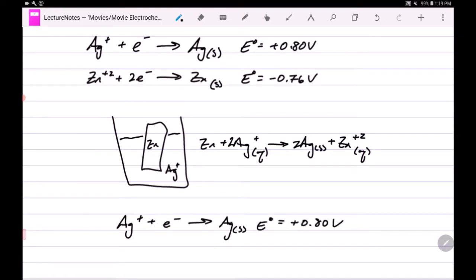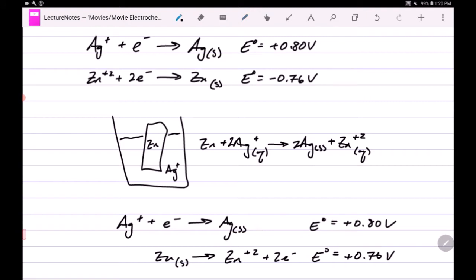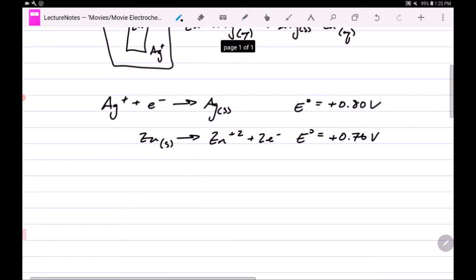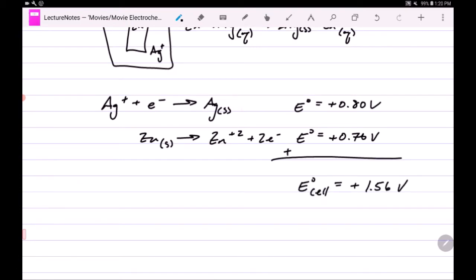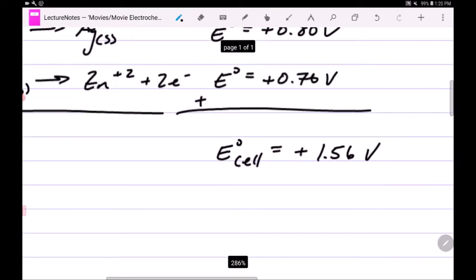If you take your two reduction potential reactions and you rearrange them like this, when I flip the zinc reaction, I change the sign of the cell potential. Then if I add these together, I get 1.56 volts. Now that's great. What's more important though is that this is positive.